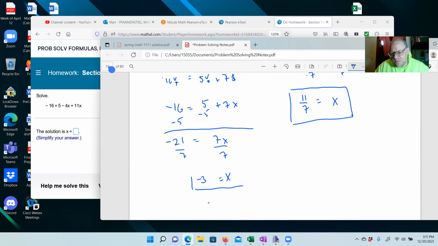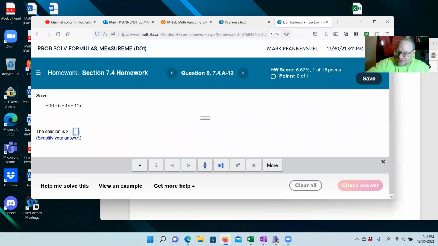negative 3. Most people really insist that you write this on the left. I don't really have a preference. You want to say negative 3 equals x, that's the same thing as x equals negative 3. Language-wise, the way people generally want to say it is in this format, but any landing you can walk away from, right? So x equals negative 3.